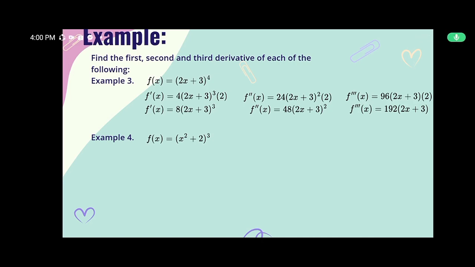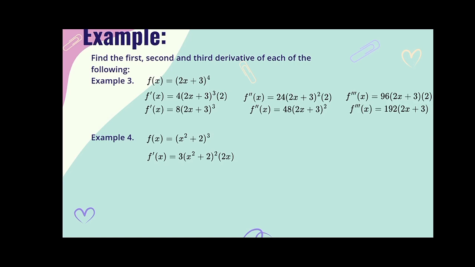Here, we get the first derivative of the function by multiplying the exponent 3 to the coefficient of the quantity x squared plus 2, which is 1. So it will become 3 times the quantity of x squared plus 2. Then we will subtract 1 from the exponent 3, which is 3 minus 1, equal to 2.